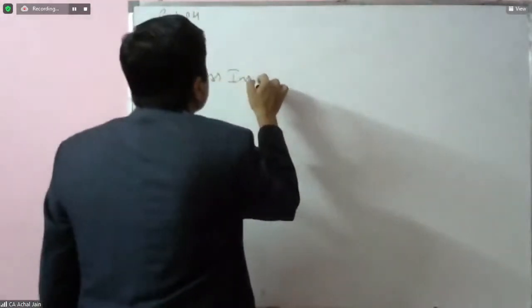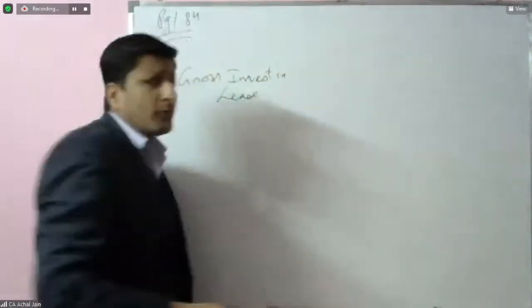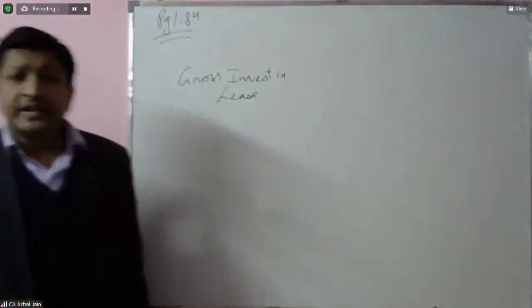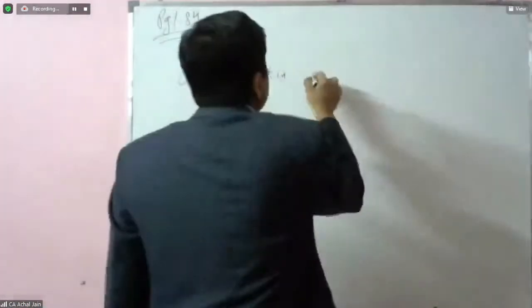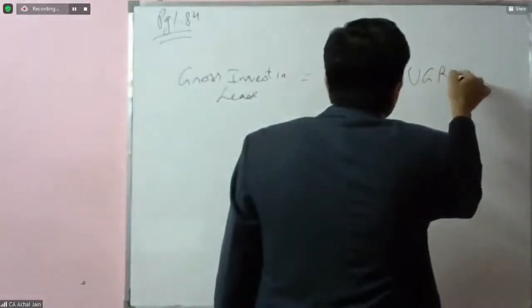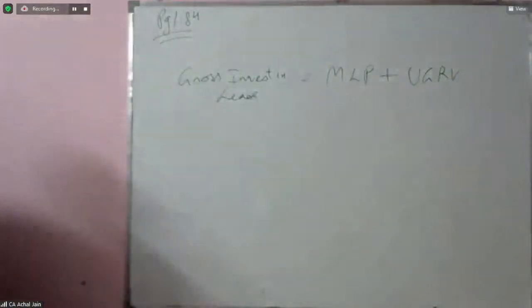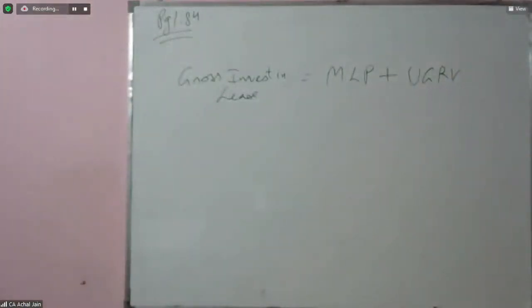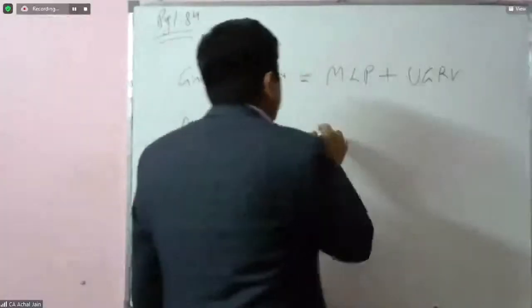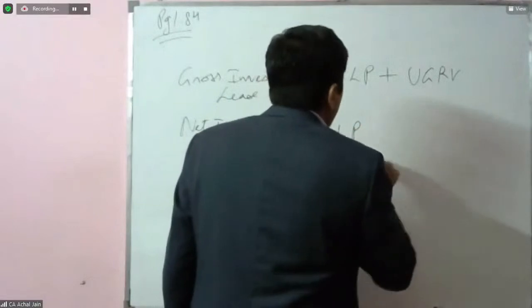Gross investment in lease. Now, what do you mean by gross investment in lease? This means the sum of MLP plus UGR. Sum of MLP plus UGR. And please remember, the MLP is included in it, the MLP plus the UGR.